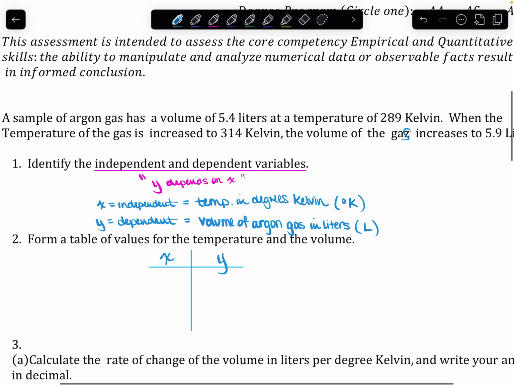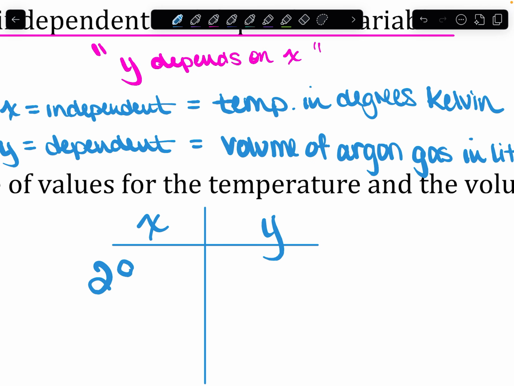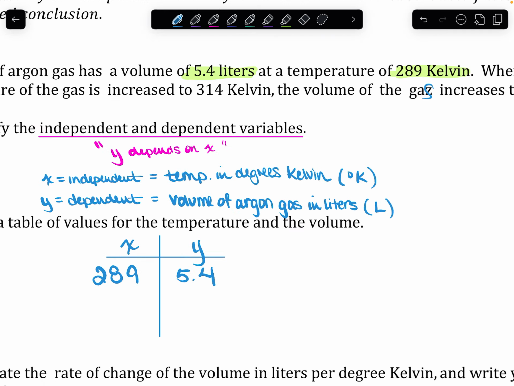So x is the temperature. If I go back and read that first sentence, a sample of argon gas has a volume of 5.4 liters at a temp of 289 Kelvin. These two values are my x and its corresponding y. You don't need to put your units in the table, but make sure they go in the right column. 5.4 liters being listed first in the sentence does not mean it is an x value. The temperature, 289, is the x, and the 5.4 is the y.